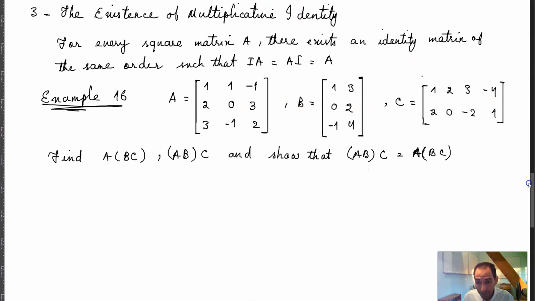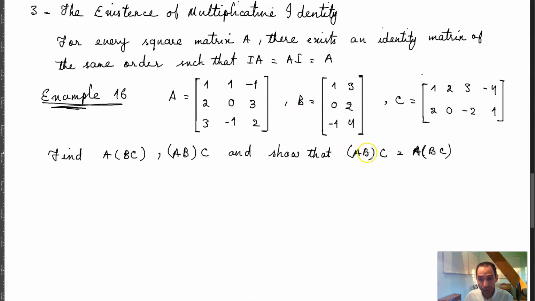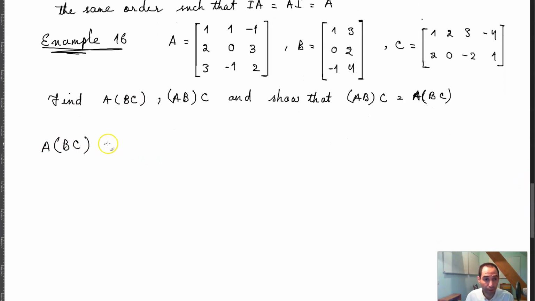So now if I calculate, for example, A times BC, we have. Okay, so now in order to calculate A times B times C, I will start with B times C, and then I'll multiply A by the result. So that way I think it would be easier.